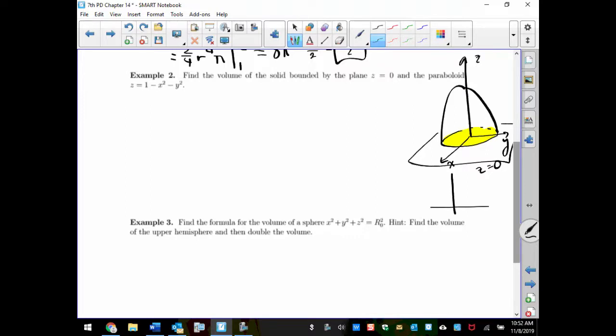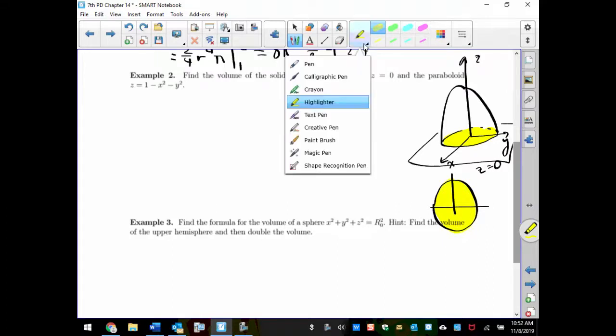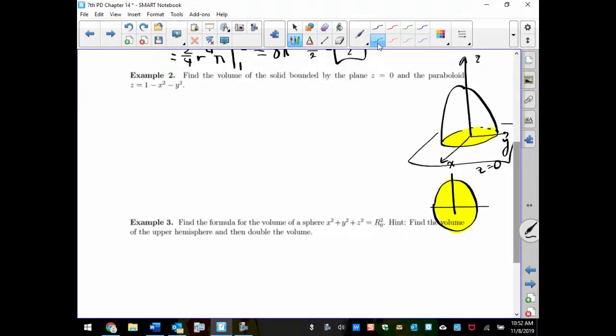So if I draw a little xy plane down here, the region that we're integrating over is going to be this. If you replace z with 0 in that equation, you find a circle of radius 1, x squared plus y squared equals 1.